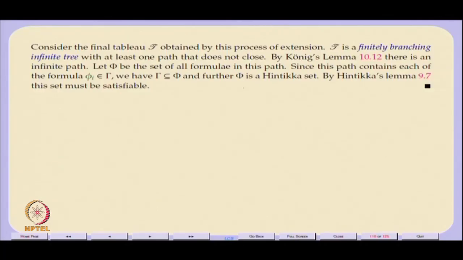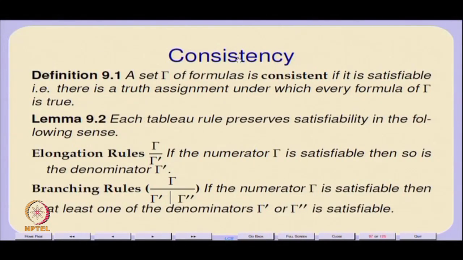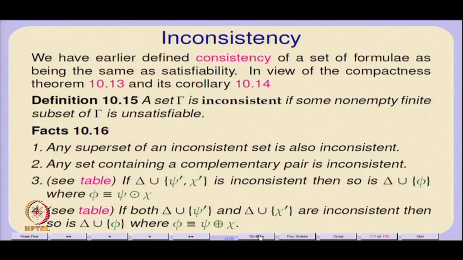So, I think we have formally started logic at a point where you probably do not think things are obvious. And so, we have this compactness theorem and it has some fairly serious consequences. One is the notion of inconsistency. We defined consistency as being the same as satisfiability. So, inconsistency is just lack of consistency.